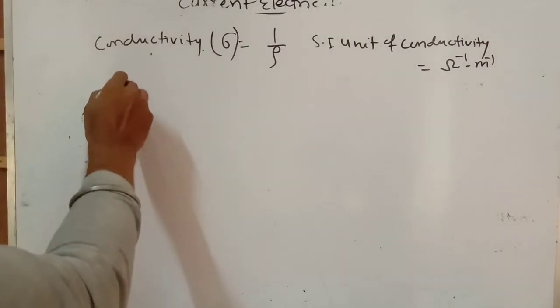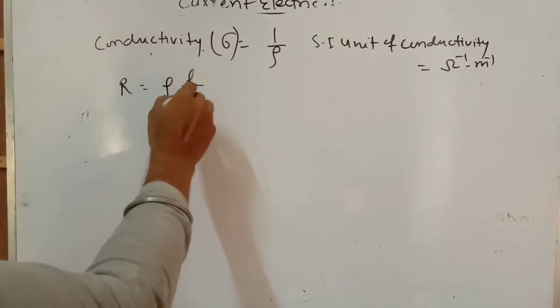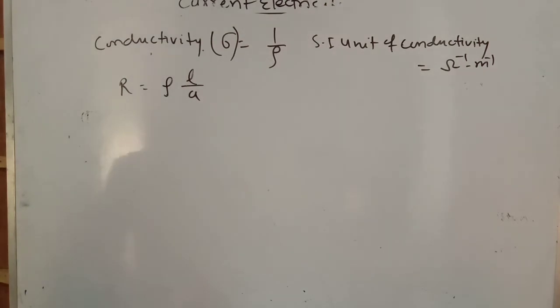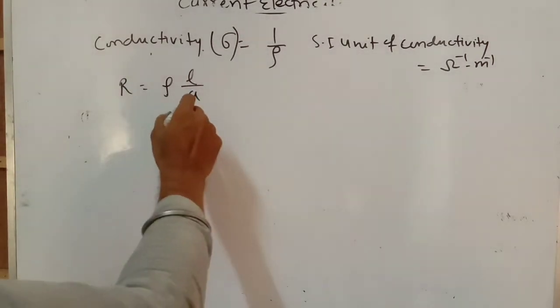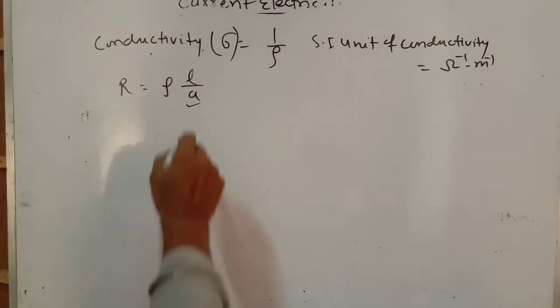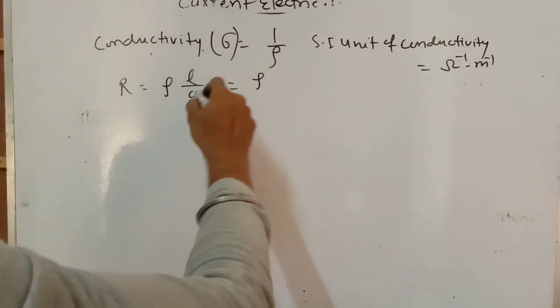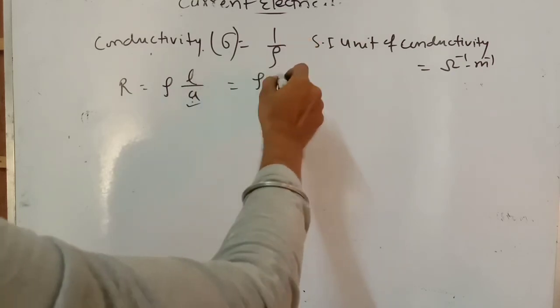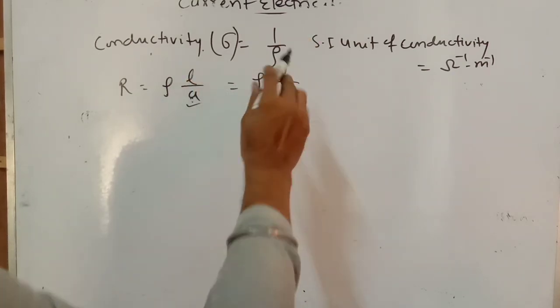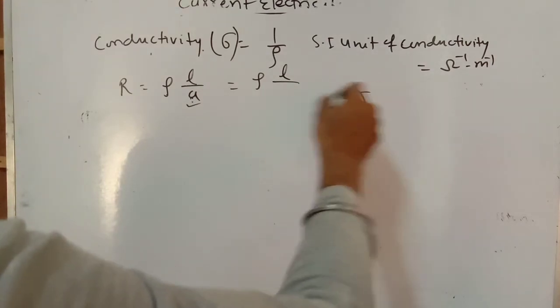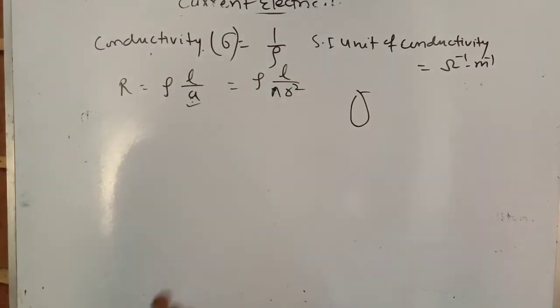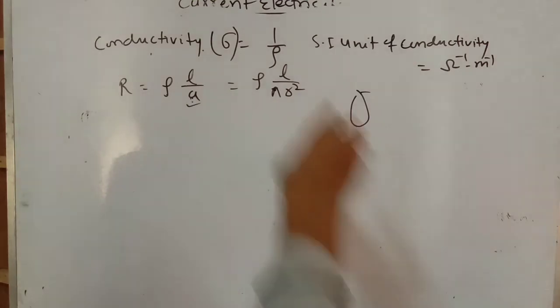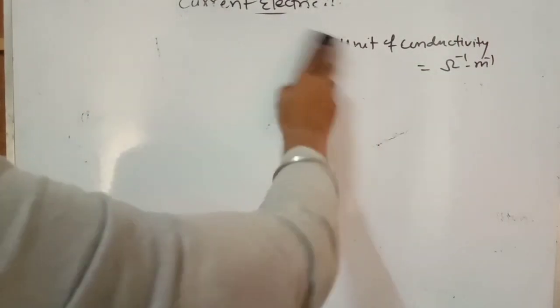So the resistance becomes rho into L by A, where rho is the resistivity of the conductor, L is the length of the conductor, and A is the area of the conductor. You can also write the term in radius of the wire. We know that the cross-sectional area looks like a circle, so you can write pi r square. Now I am solving some problems on the basis of resistance.